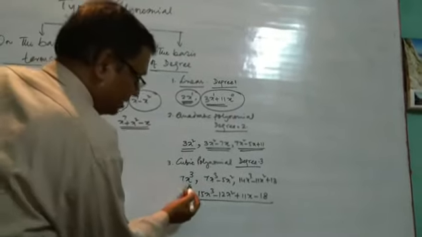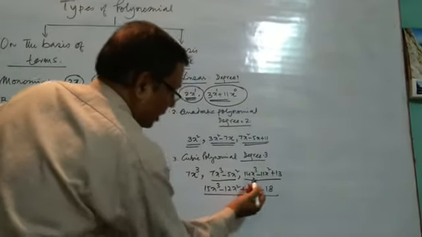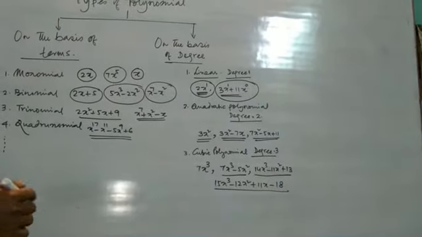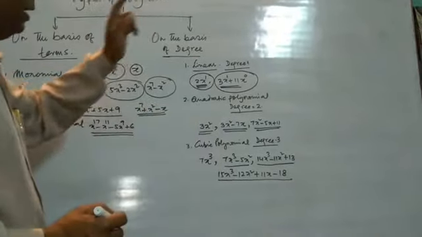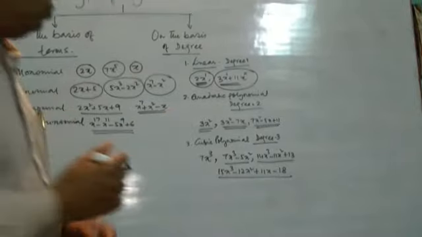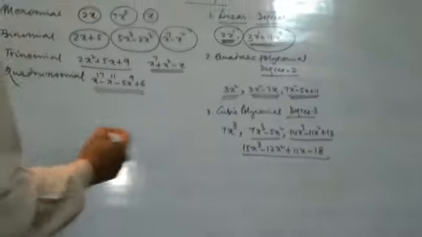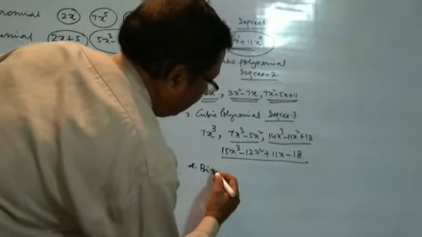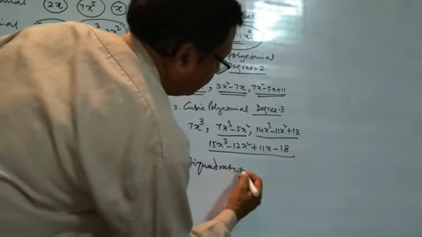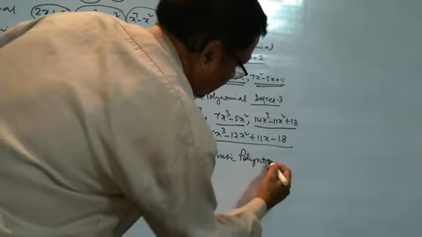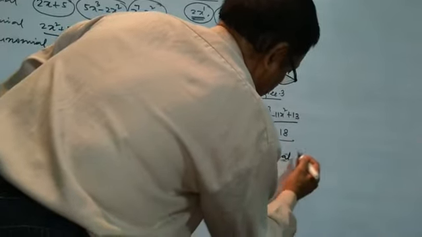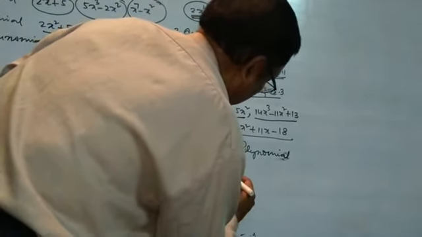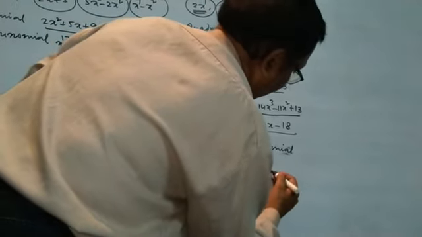Here the highest power is 3, the highest power in this trinomial is also 3, and in the quadrinomial is also 3. So this is the linear polynomial, quadratic polynomial, cubic polynomial, and then the fourth power, which is known as the biquadratic polynomial. It is also known as the quartic polynomial. So biquadratic polynomial and quartic polynomial are the same.